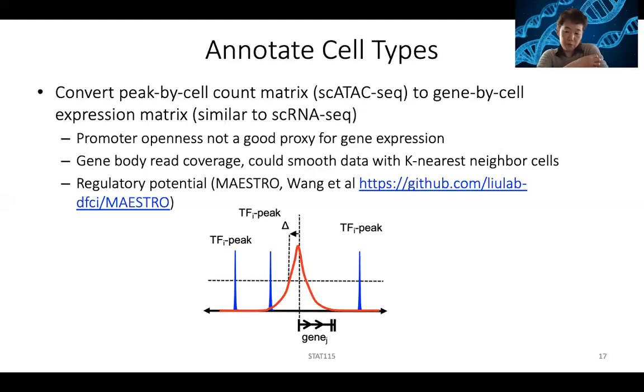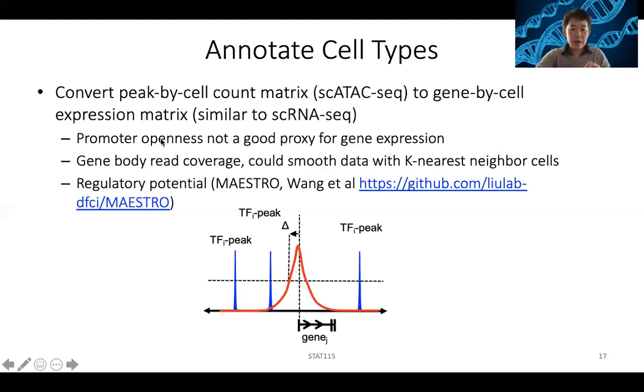But for example, if you were to do PBMC, these are all white blood cells in your body, and all the white blood cells share many open chromatin regions. At least they are all the same cell lineage. We are not comparing brain with liver and totally different things. So at that time, promoter openness is not as good a proxy for expression.